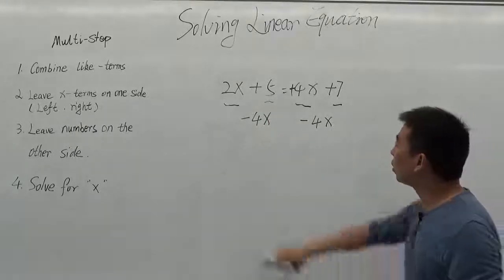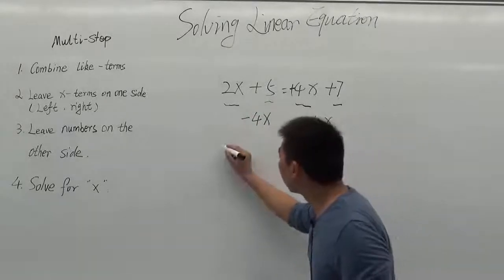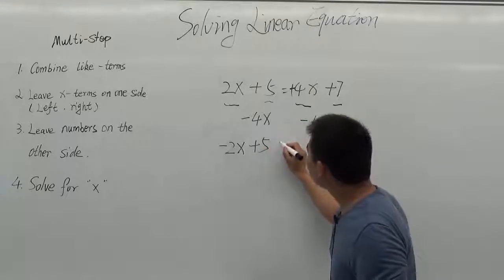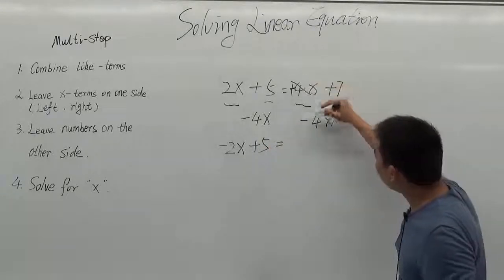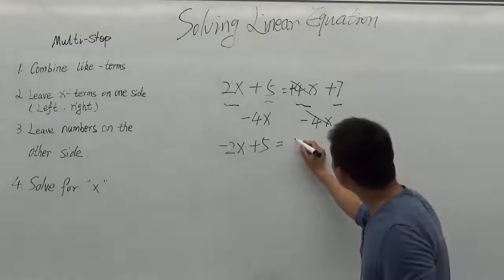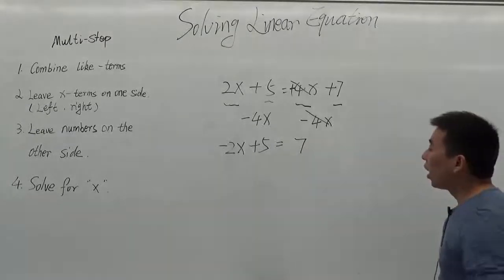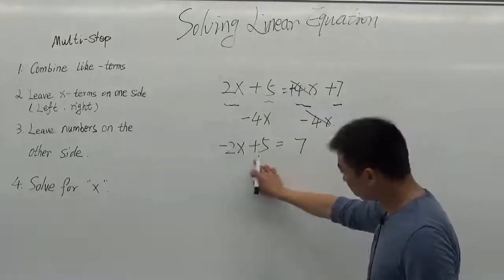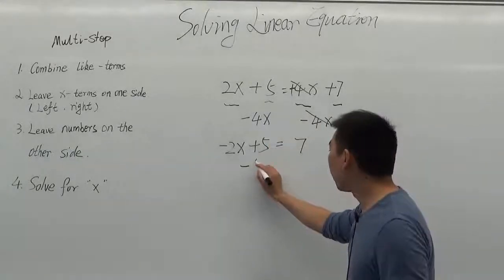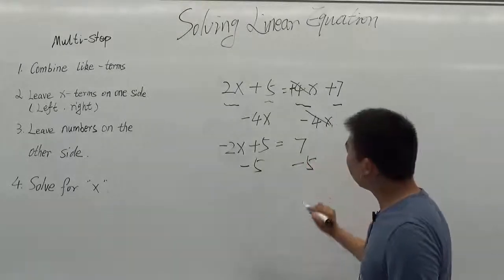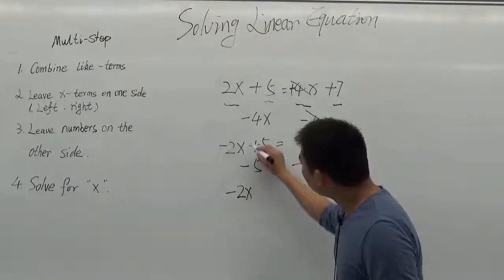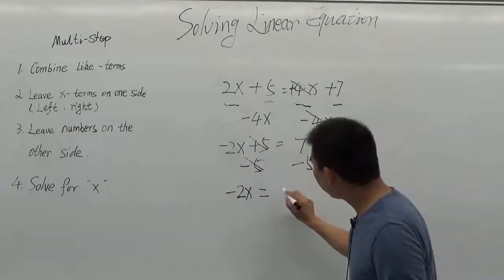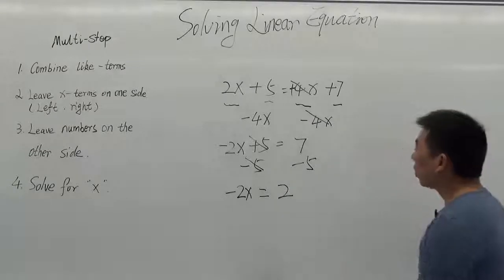Then simplify it. 2x minus 4x gives us negative 2x. Copy down the number 5, that does not change, equals 4x minus 4x cancel out and leaves 7. And then leave the numbers on the other side. Here's plus 5, so we need to minus 5. Then we have negative 2x. 5 cancel out. Then that equals 7 minus 5. That gives us 2.